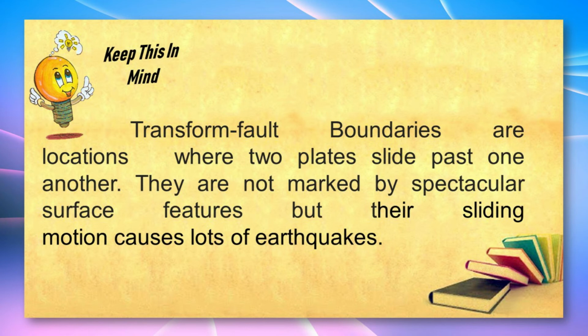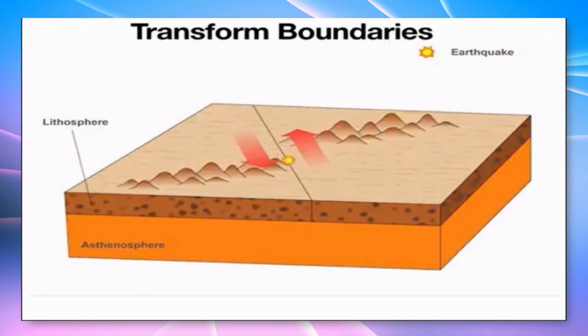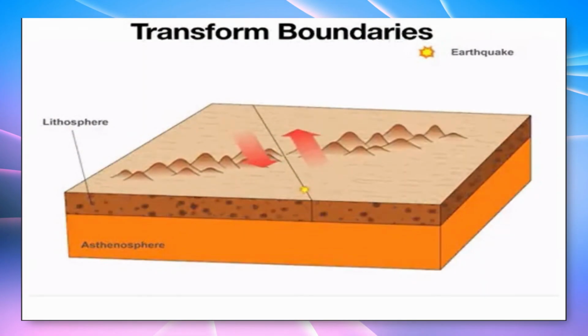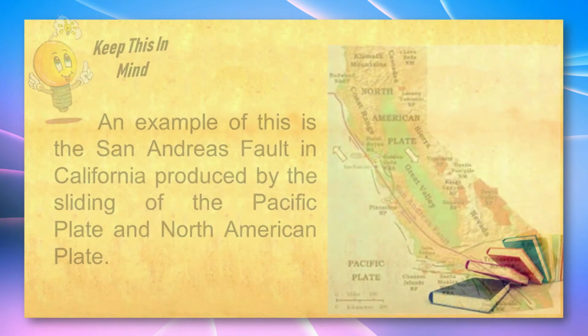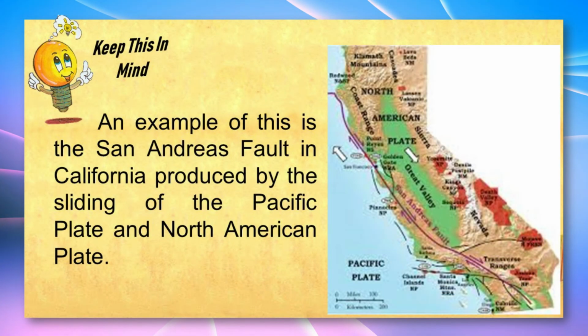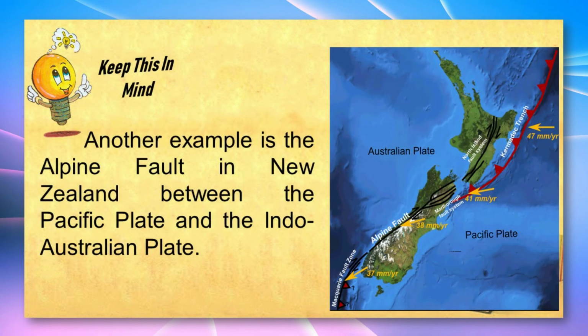Transform fault boundaries are locations where two plates slide past one another. They are not marked by spectacular surface features, but their sliding motion causes lots of earthquakes. An example of this is the San Andreas Fault in California, which is produced by the sliding of the Pacific Plate and North American Plate. Another example is the Alpine Fault in New Zealand between the Pacific Plate and the Indo-Australian Plate.